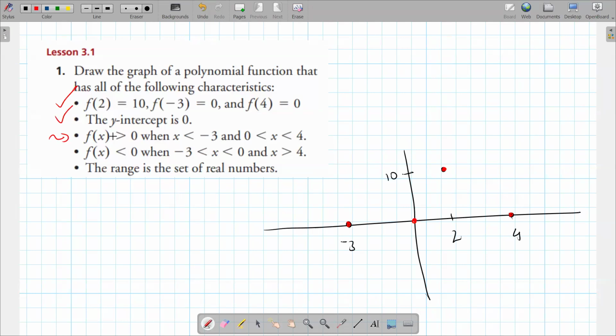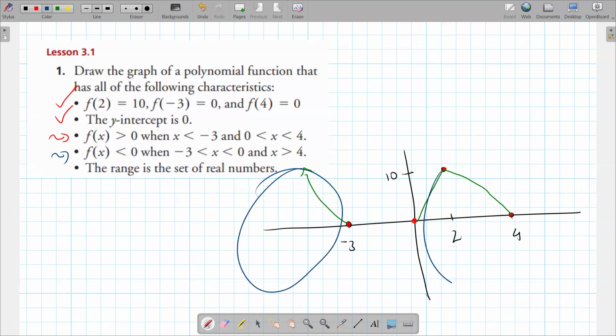Let's look at this one. f of x is greater than 0. What does that mean? That means it's positive. Our curve is above the x-axis when x is less than -3. So to the left of -3, our curve is above the x-axis, and also between 0 and 4, we're above the x-axis. So maybe like this. And then between, no, I messed this one up, didn't I? No, I didn't. We're good, we're good. So that's the positive regions. It's between here and here.